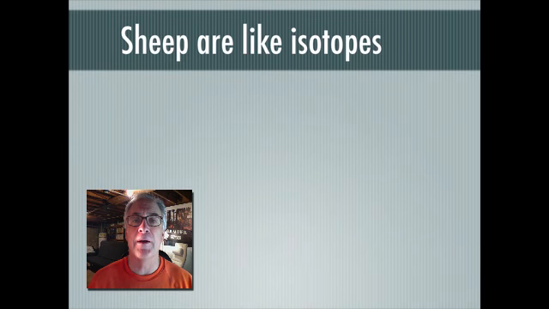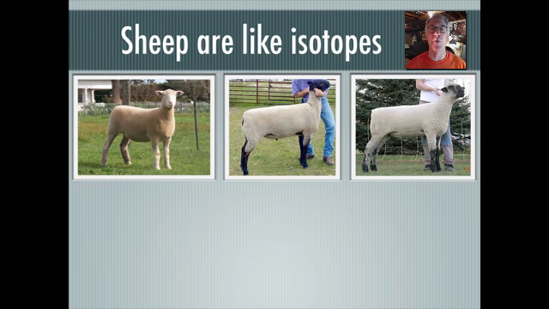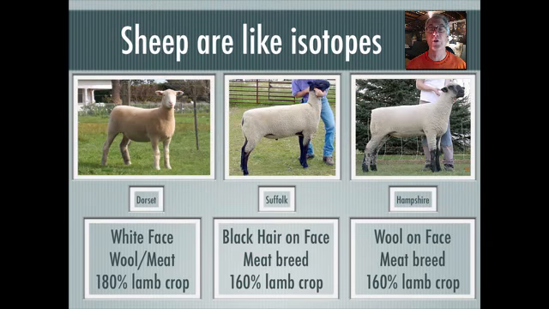Now, since I teach agricultural sciences, and this is one of our Ag Core classes, I thought I'd use an analogy that most of you are familiar with. And since most of you show livestock or have been around livestock and been in a vet science class or an animal science class, I want to use sheep as an example of what isotopes are. Because if we take a look at sheep breeds, here are three very popular or common breeds that we see on the show circuit. We have Dorsets, we have Suffolk, and we have Hampshire sheep.